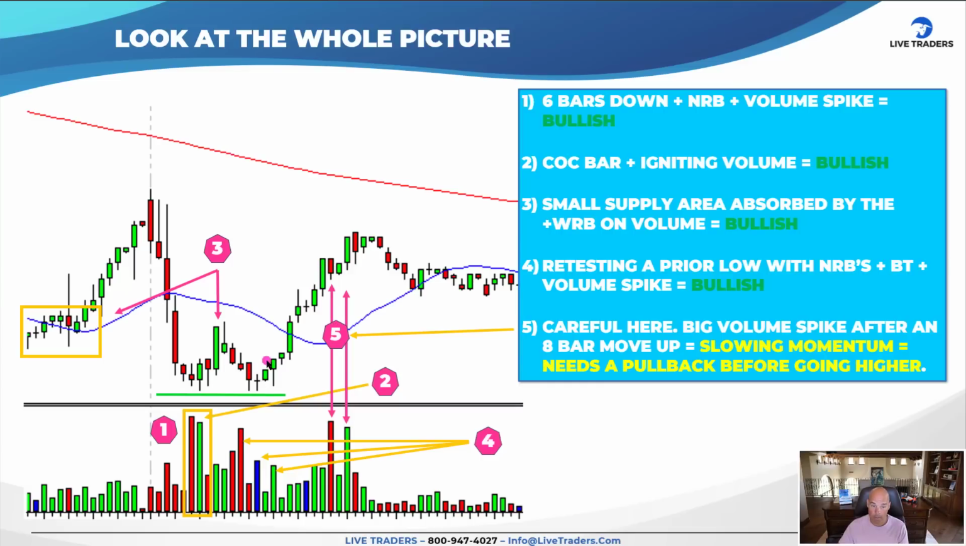Or you could take a bit of an aggressive play there because you're looking at this move lower as the bottom, right? You're looking at this move lower as the bottom. Big volume spike, big volume spike.